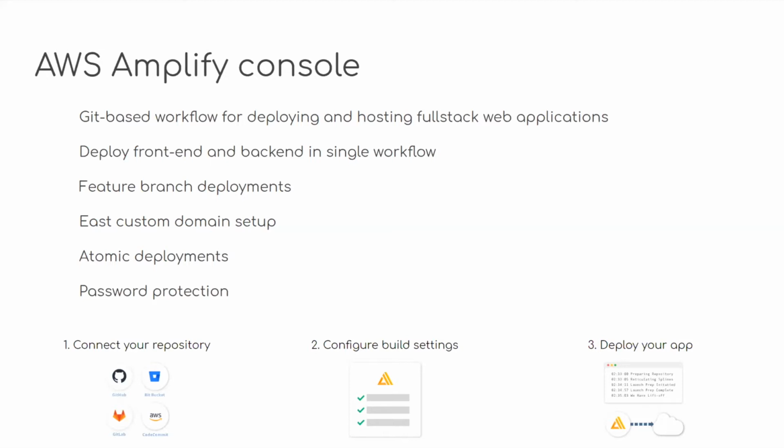a single line. And it gives you the feature branch deployment feature, where you can add or remove new features, or even experiment and just try out these features without affecting your live or production environments.